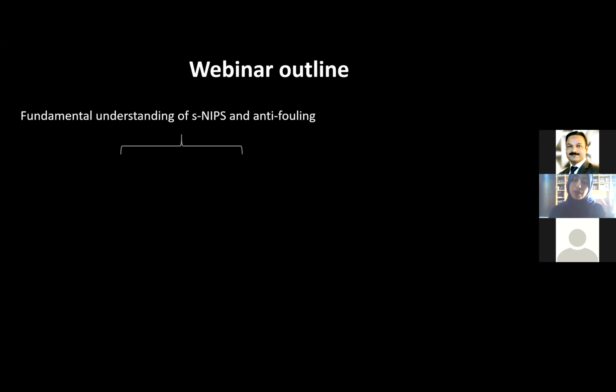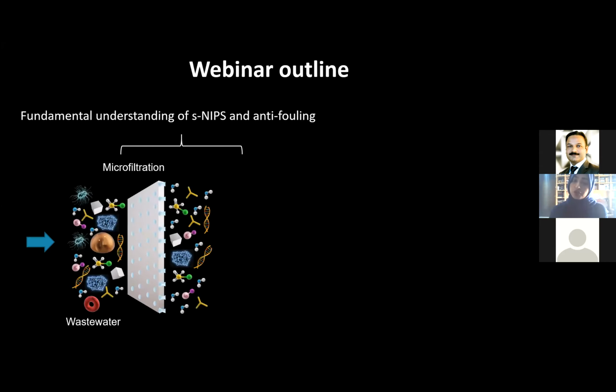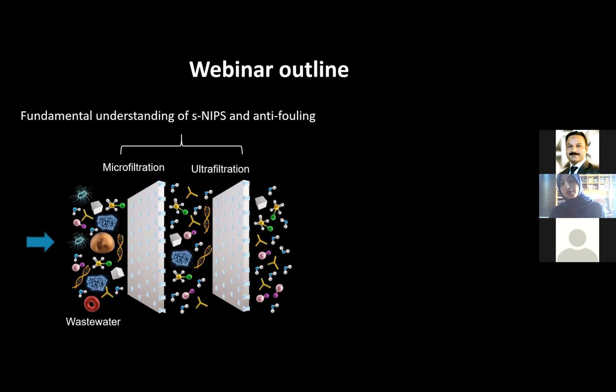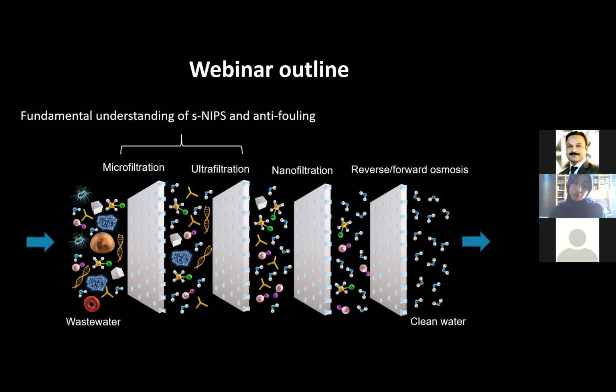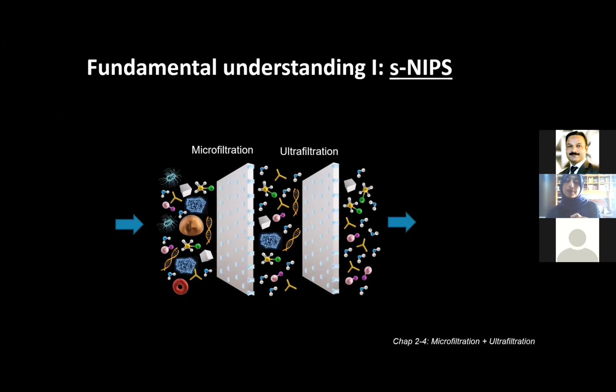And for that, membranes were prepared in the microfiltration and ultrafiltration range. And then in the second phase of the talk, we wanted to further exploit, or push the limit of, the SNIPS process by preparing membranes towards a denser spectrum, which mainly included nanofiltration and forward osmosis. So, starting with the first phase, which will focus on achieving a fundamental understanding of the process.